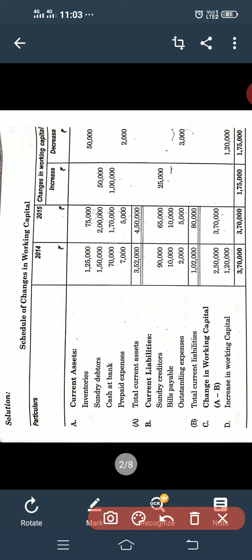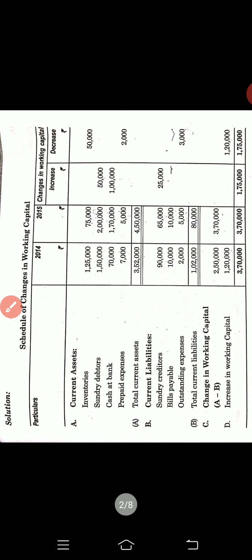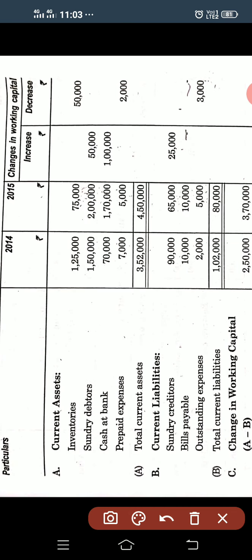Next we'll calculate the changes in the working capital, whether it is increase or decrease. We'll start from the current assets. First, in 2014 we have 1,25,000. In 2015 it is 75,000. That means there is a decrease of 50,000, right? We have to remember four rules while calculating the schedule of changes in working capital. The first rule is that if the current assets decrease, there will be a decrease in the working capital. So record under decrease 50,000.